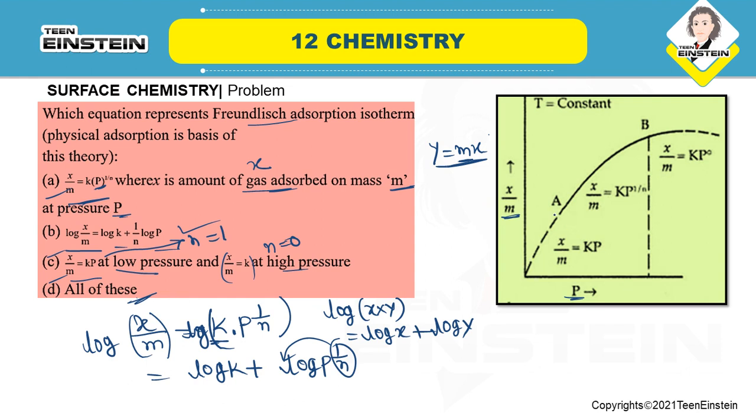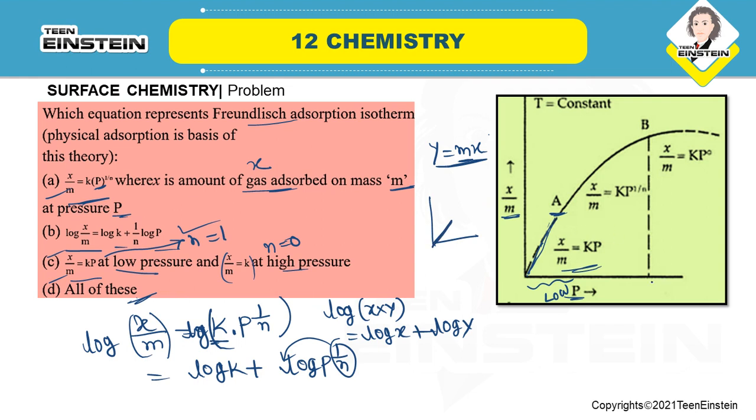But up to this point, pressure is low. Now see the nature of the curve, it is almost a straight line. That means in this region, x by m will be equal to k into p, because here slope is almost 1, because see, it is almost a straight line, just like this type of graph. So this is correct at low pressure.